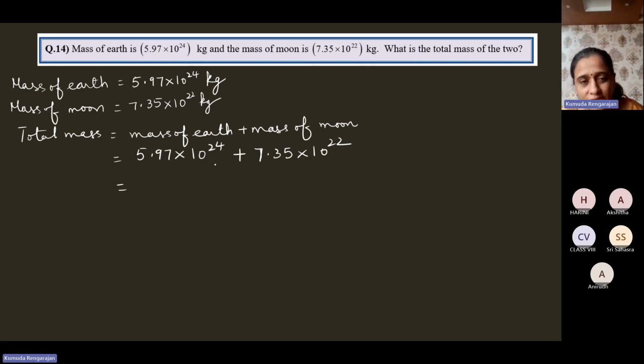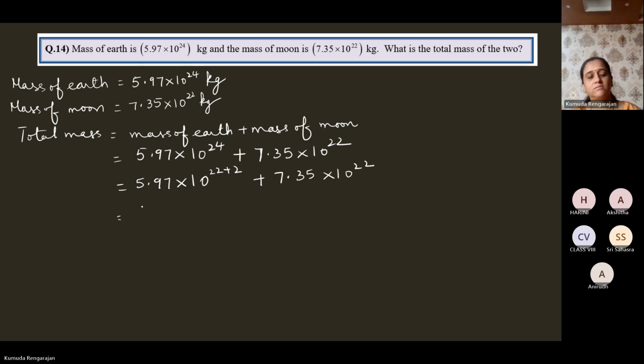Akshita, you changed 24 or 22 first? 24, ma'am, but the last I got wrong answer. I don't know where I did it wrong. Okay, read out your steps, Akshita. So 5.97 into 10 to the power 24 is what? 22 plus 2, ma'am. Okay. Write the others as it is.